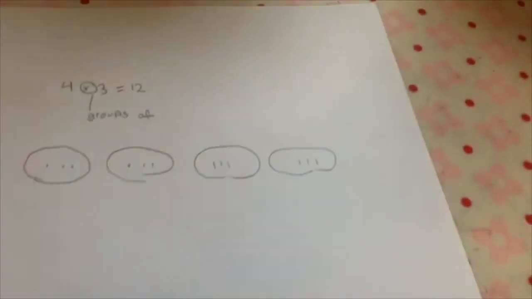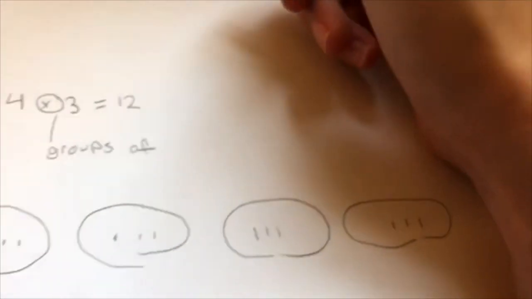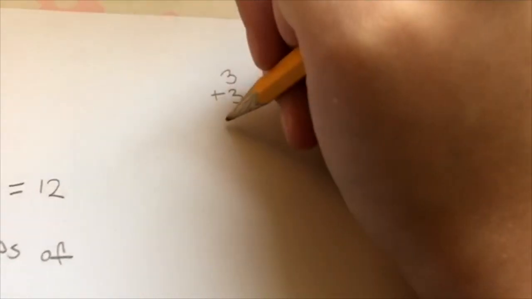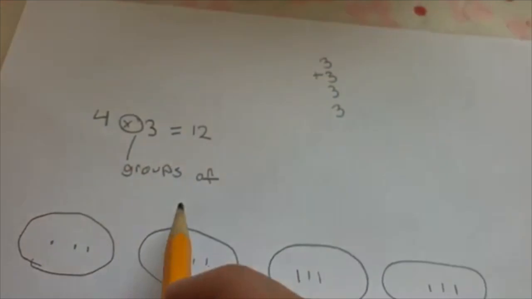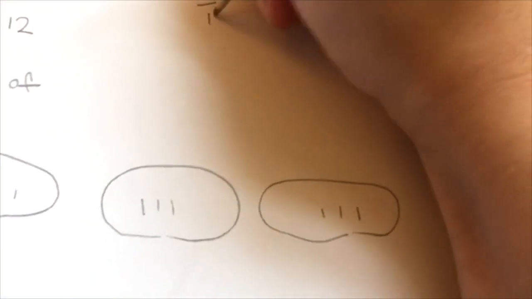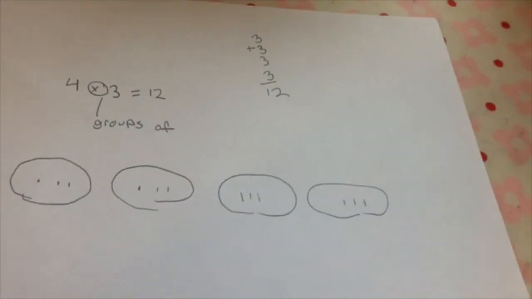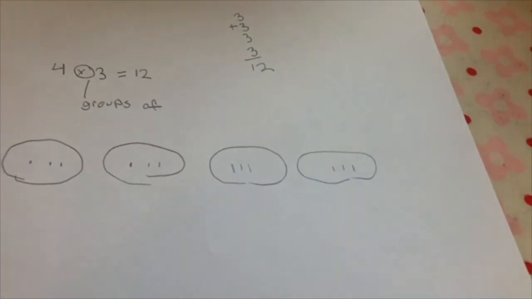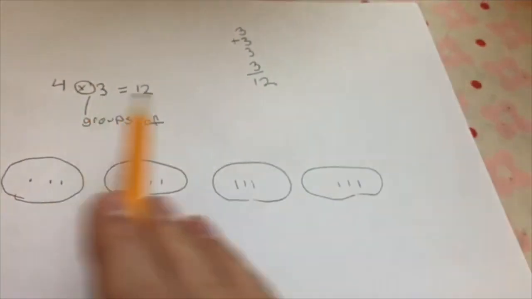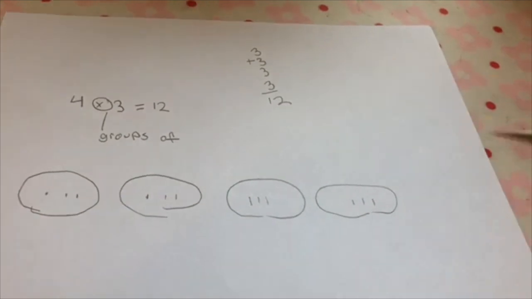Another way you can do this is with repeated addition. You could do 3 plus 3 plus 3 plus 3. So you have 4 3s and you're adding them together. So 4 times 3 is also 12. And that's basic multiplication. When you start doing long multiplication with bigger numbers, you're going to need these basic facts, so this is a really good way to learn it.